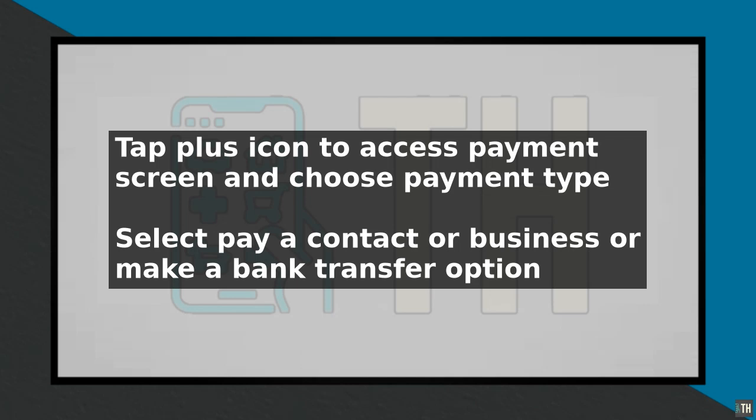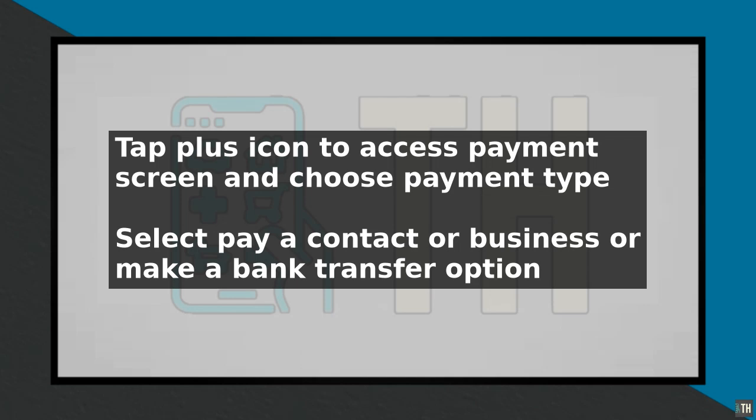If you want to pay a business, select the Pay a Business option and enter the details of the business you want to pay. You can search for the business by name or enter their account details manually. Enter the amount you want to pay and add a description if you want to. Then tap the Pay button to send the payment.